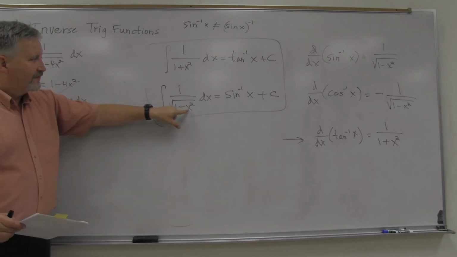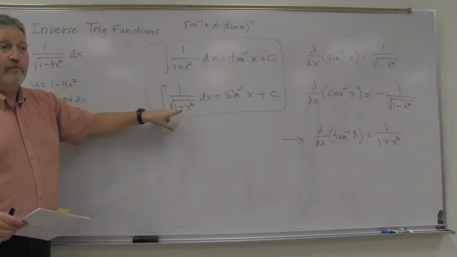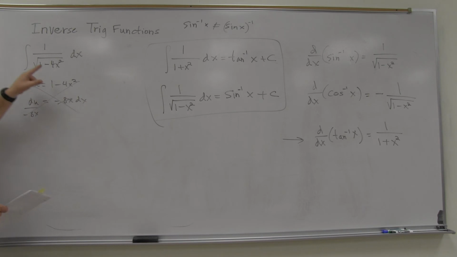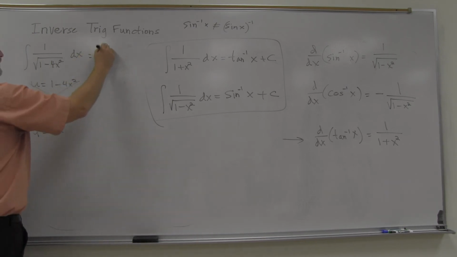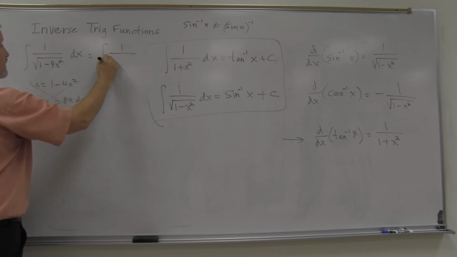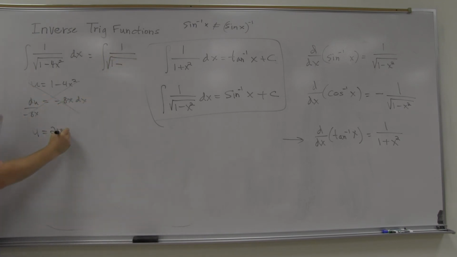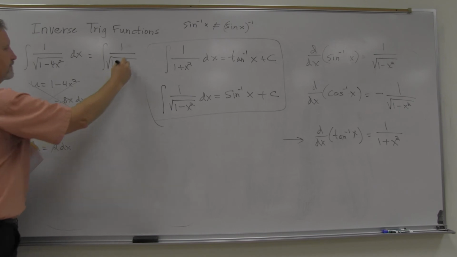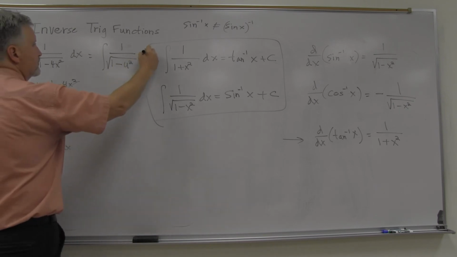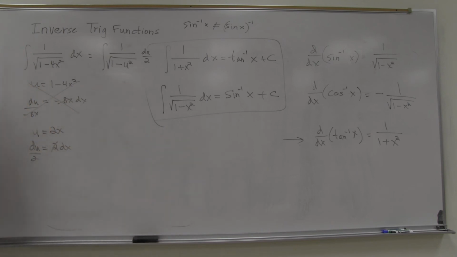So for this to work, I would need it to be 1 minus something squared, 1 minus u squared. How would I make this 1 minus u squared here? u is 2x. So du over 2, I better put my du too. It's 4x squared, so if u is 2x, that's u squared, and then du over 2.